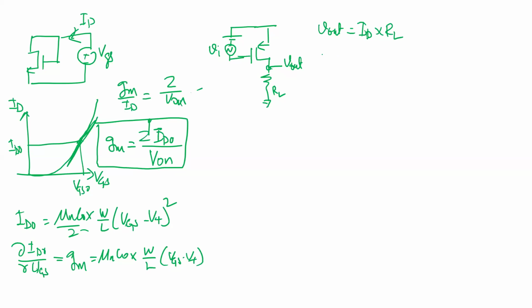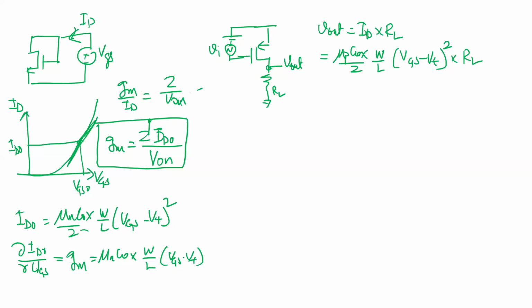Then ID times RL will be what? Mu P C ox over 2 W over L (VGS minus VT) square. And here I'm just going to treat it as NMOS, okay? So in my head, I'm already doing mod. So you just bear with me for that. Into RL, correct? Got it?